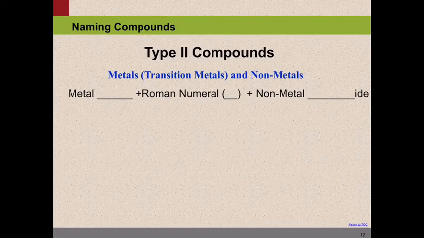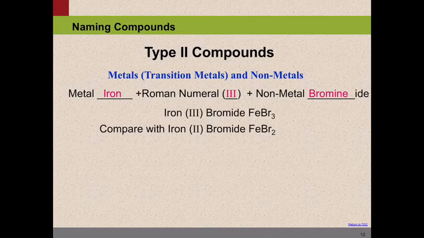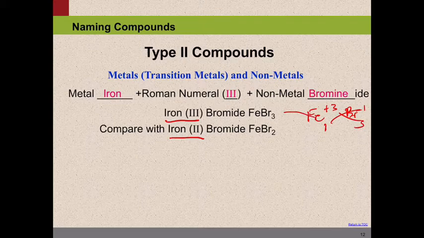Take a look at a couple of examples. If I have iron mixing with bromine, iron has 2 oxidation states, iron 3 or iron 2. If it is iron 3, that's going to be Fe+3, Br minus 1, crisscross it, 1 there, 3 there, and we end up with FeBr3. That is called iron 3 bromide. You've got to include the Roman numeral.